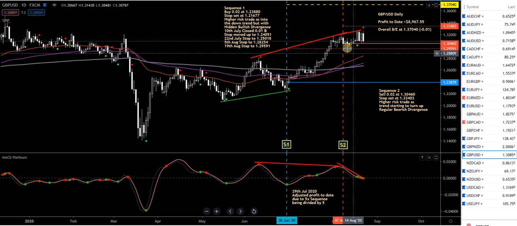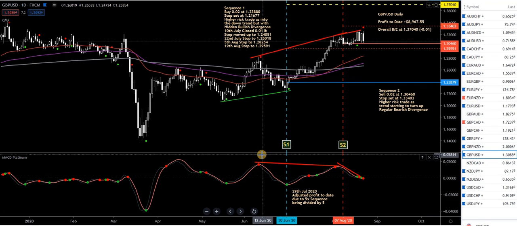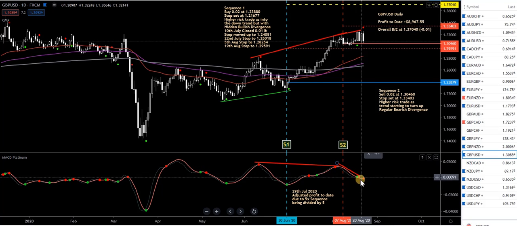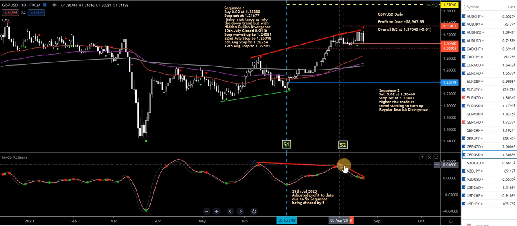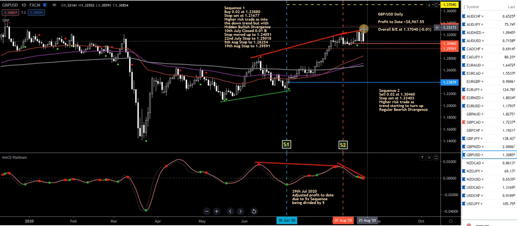If you're not in this trade already, there's good regular divergence. There's been regular divergence for a bit, and even though the MACD Platinum's at the zero level, it doesn't really matter with divergence as long as one side of it's above in the correct position. In this case, it's this side. So yeah, but I'm not taking it because I'm already in one.